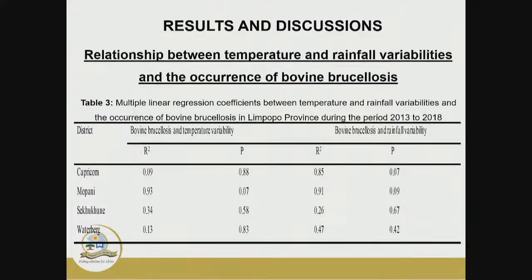So on this, we're going to look at the coefficient of determination, being the R squared. What we can learn is that throughout the study period, Mopani district was the only one with the highest relationship between bovine brucellosis and temperature, while the other districts had the lowest relationship. Now moving to rainfall variability, we also found that Mopani district again, and this time along with Capricorn district, had a bit higher relationships with bovine brucellosis cases.